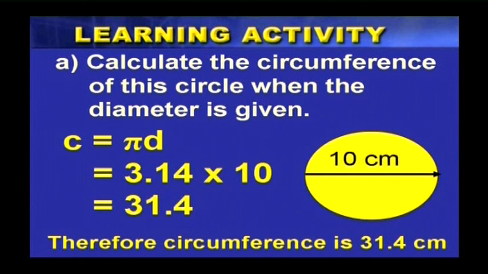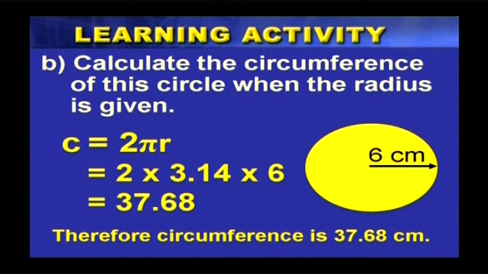Pi is written as 3.14. I've asked you a question, what is the value of pi as a decimal? This is what you should have written on your paper. Times the diameter, which is 10. We are multiplying by 10, so we move 1 decimal place to our right. My answer is 31.4. Therefore, the circumference is 31.4 centimeters. This is the formula to use when you see from your circle that the diameter is given.